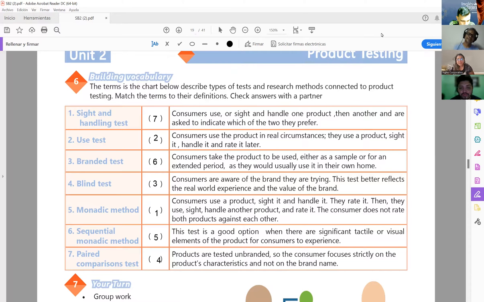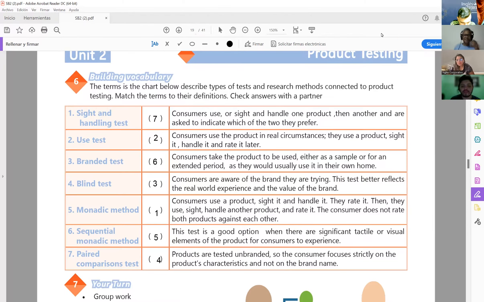Okay. And seven, Daniel. Okay. Pair comparisons test. Consumers use or sample and handle one product, then another, and are asked to indicate which of the two they prefer.